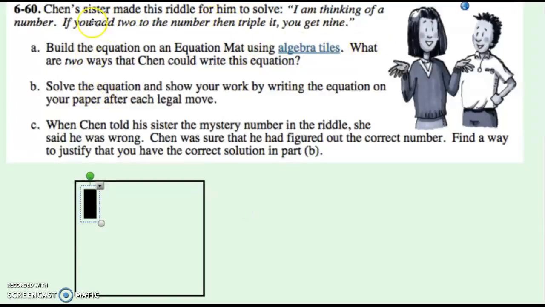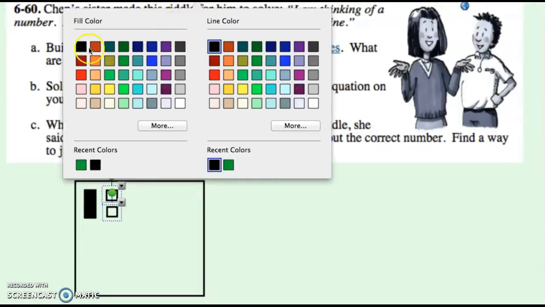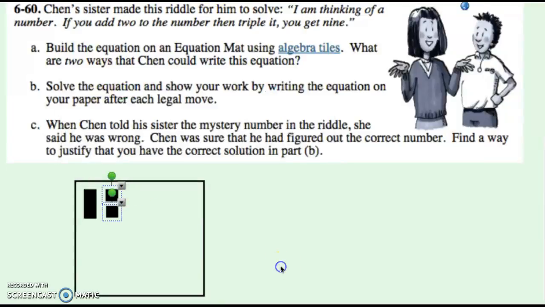It says if I add 2 to it, so I'm going to add 2, and those would just be unit tiles. I'm just going to add 2 unit tiles to it. Those are positive, so I'm going to shade those in. And then I triple it. So I have to have 3 of those. I'm going to do it the quick way. You need to draw this out on your paper.